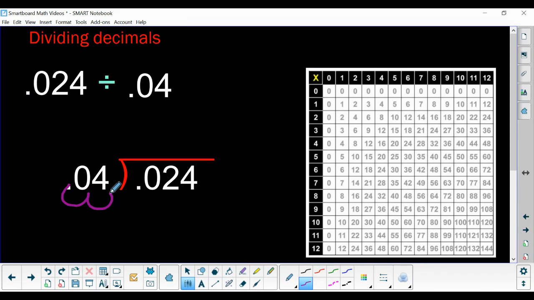1, 2. All right. But if I did that for the divisor, I must also do it for the dividend. That means I'm going to move my decimal the same number of times, in the same direction. 1, 2. And now my decimal should belong there. All right. What you do next is you shoot it up.